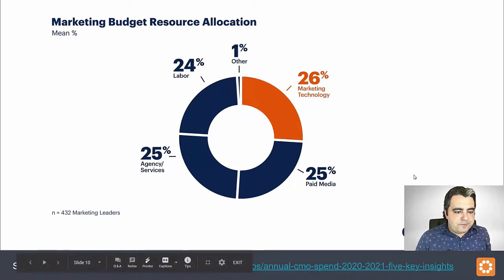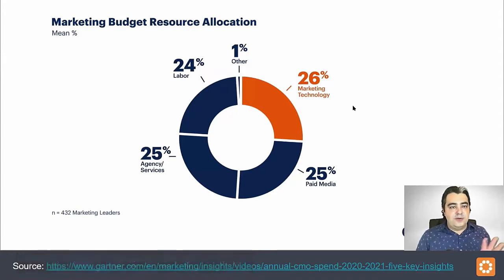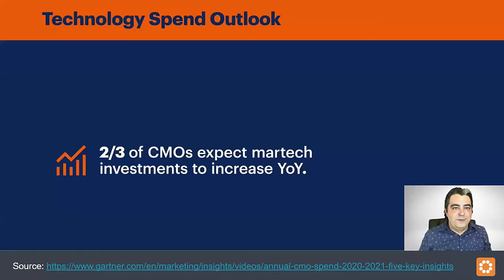So according to Gartner, Gartner has a research with 432 companies, and they shared that around one quarter of all marketing budget they invest in marketing technology. Another great outlook is that marketing leaders are planning to even increase this investment in MarTech, in technology for marketing.